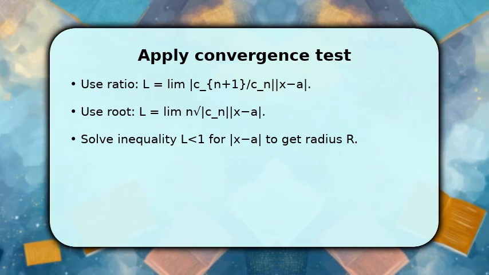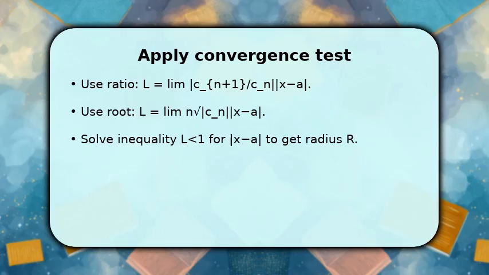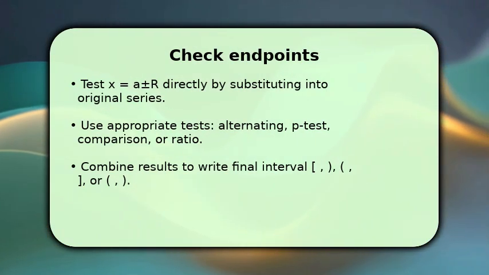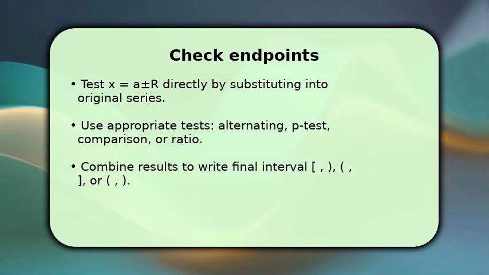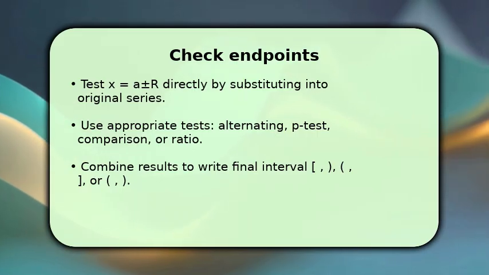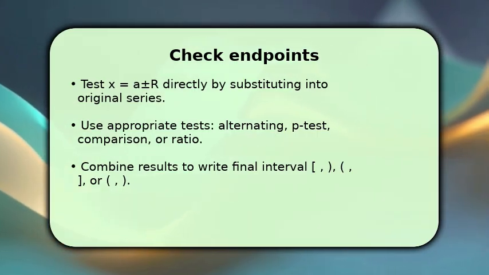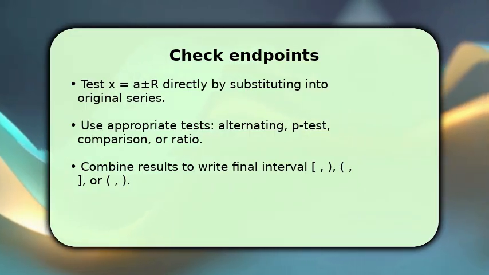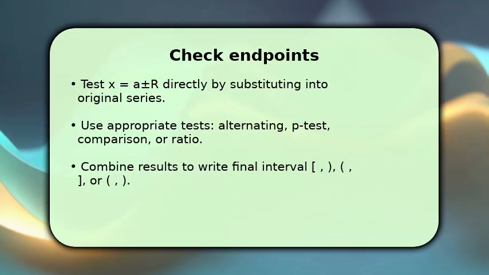You finish by testing each endpoint separately since the root or ratio test is inconclusive there. Substitute x equals a plus or minus r into the original series and apply direct tests. Alternating test for sign changes, p-test or comparison for positive term behavior, and ratio if still informative. Once done, record inclusion or exclusion of each endpoint and state the interval of convergence.